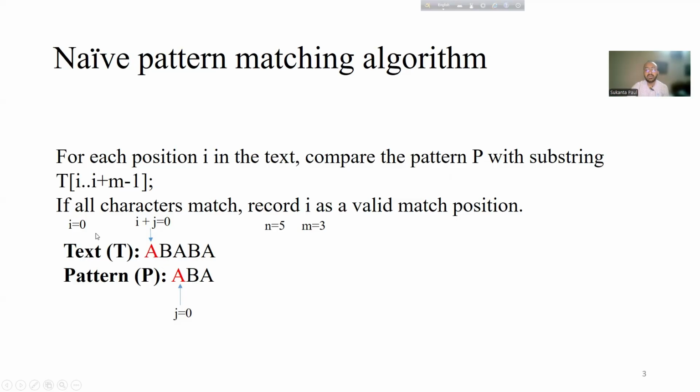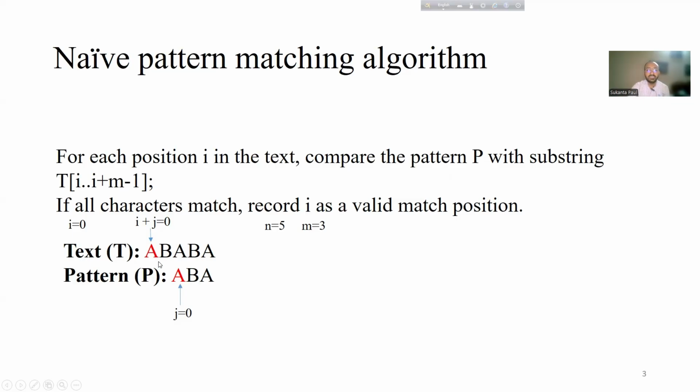So it will continue up to 5 minus 3, that means 2 position: 0, 1, 2. I will continue up to 2 position. So the rules are very simple. When there is a match with the text and pattern, J will be incremented by 1. And if there is a mismatch, that time the value of J will be 0 and I will be incremented. Otherwise, if there is a pattern found, that time also I will be incremented by 1.